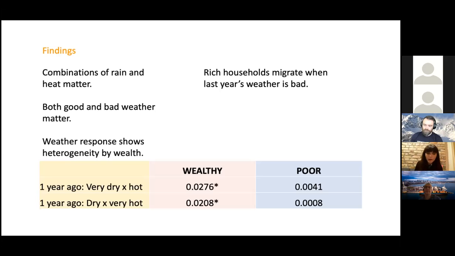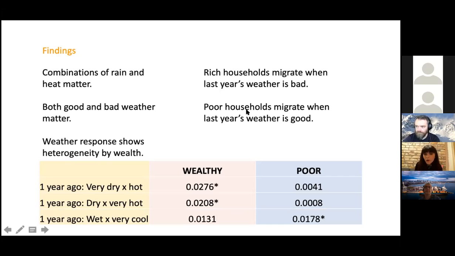Same thing with dry and very hot. And this is a persistent pattern in our data with many of the measures. Rich households can migrate within the next year if there's unfavorable weather for crop production. Now, poor households migrate, by contrast, when last year's weather is good. And here we see no response from rich households. So rich households don't respond to increasing resources from good weather from last year.